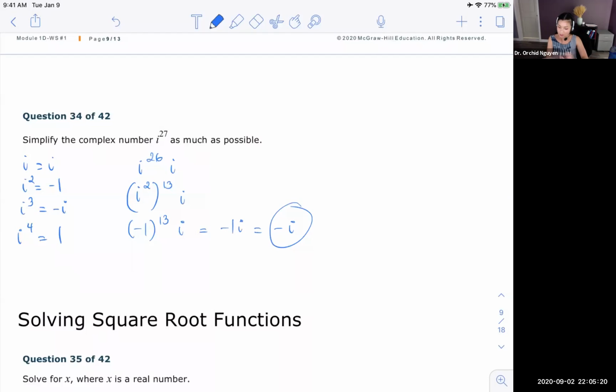Okay, so I'm going to try a different one. How about i to the 30th? Now, obviously, 30 is an even number, so we can just break it into i squared to the 15th. So we have negative 1 to the 15th. So this is negative 1. Okay, so that's what we should do. You should always try to make the even number. And then because of the even number, we can make it from the i squared. And then we go from there.